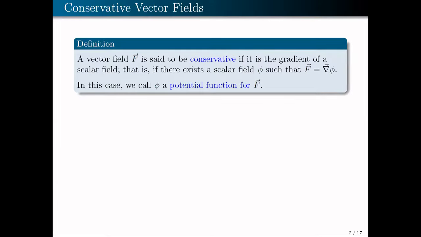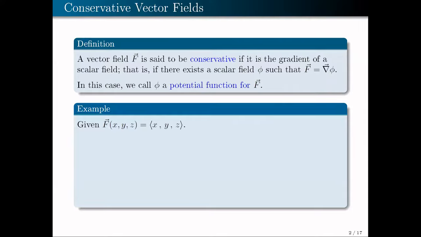Okay, so let's consider the following example. Here we have a vector field F in 3 dimensions. So we have 3 components for F, the x, y, and z. Let's take, for example, a scalar field phi in 3 variables, which is equal to 1/2 of x squared plus y squared plus z squared. So let's see if this vector field is conservative.